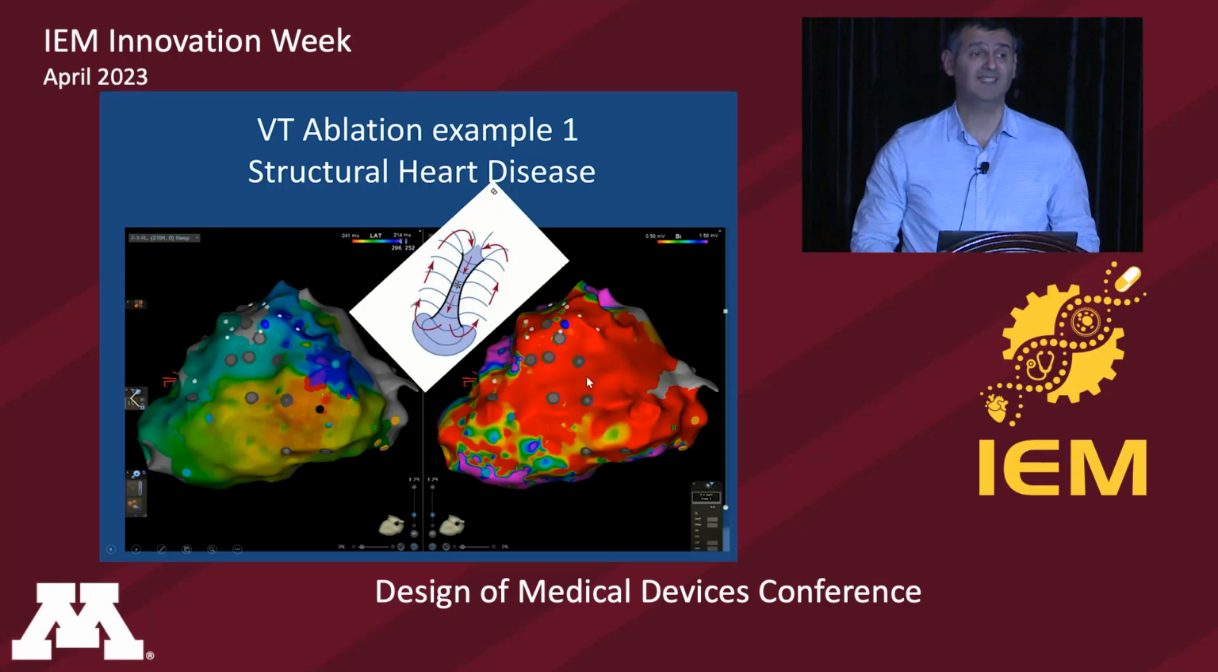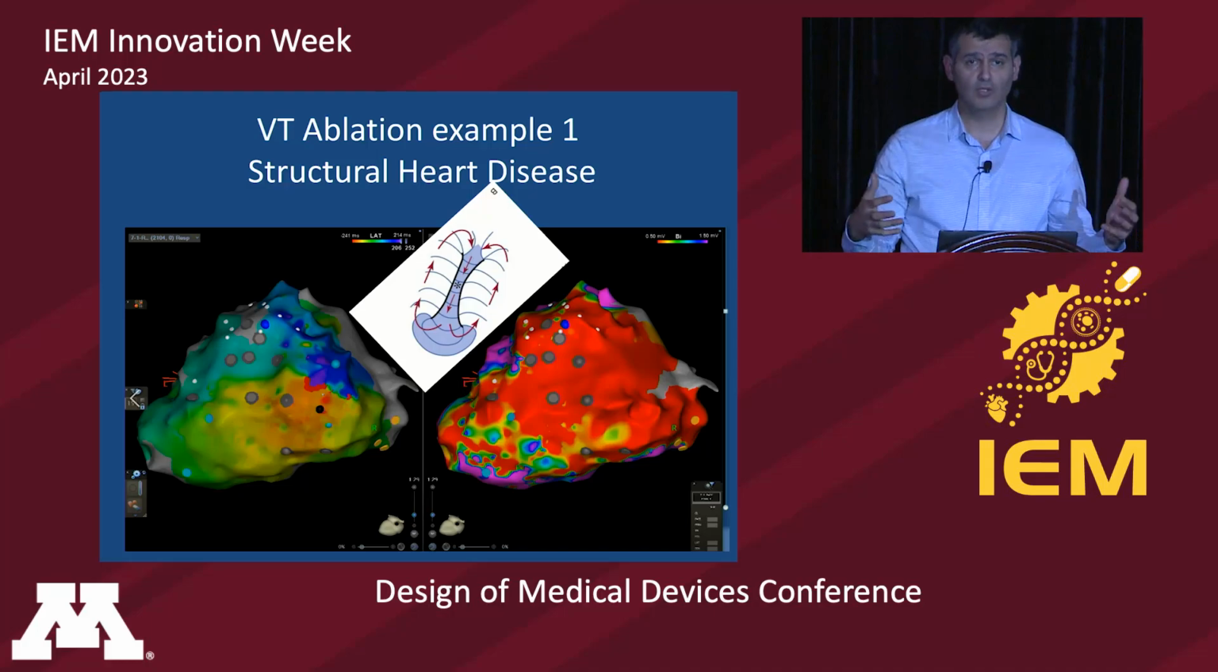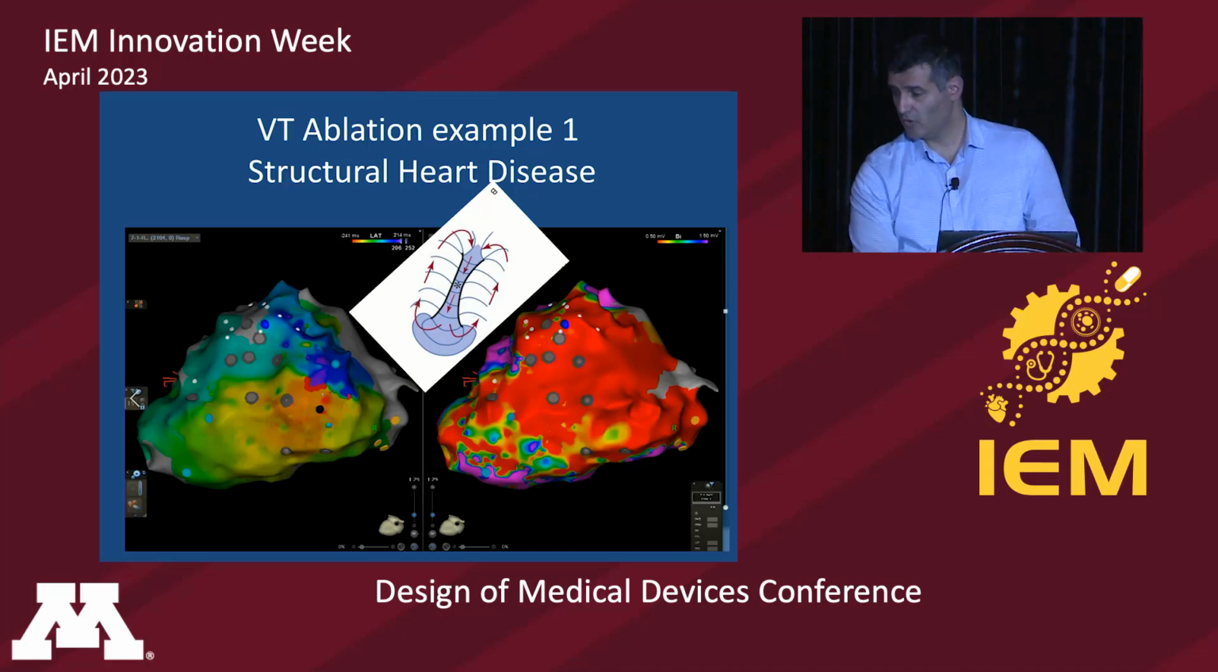Instead of color coding time, I'm color coding the local voltage at each point. Obviously, if the voltage is very low, that's dead tissue, that's scar. Voltage is very high, that's good, healthy tissue. So what we do here, if you look at this, everything below 0.5 millivolts is in red. Everything above 1.5 millivolts is purple. And everything in between is in between.